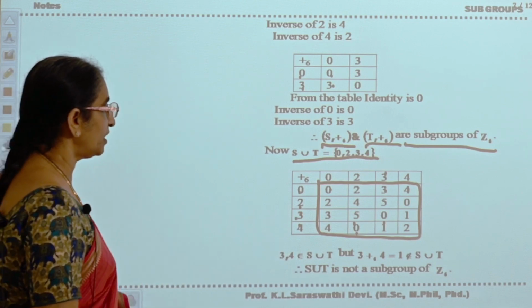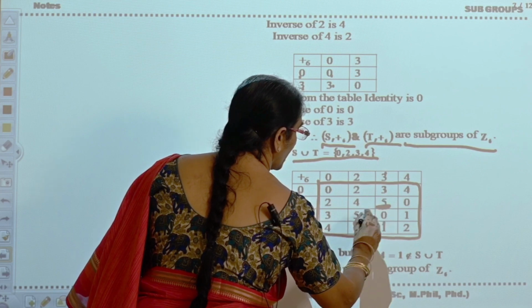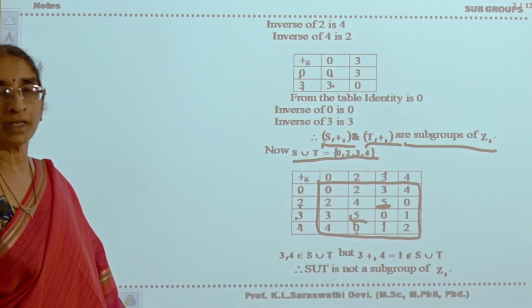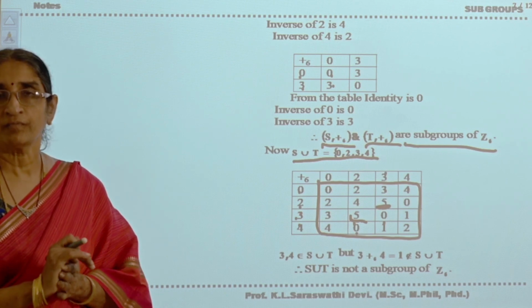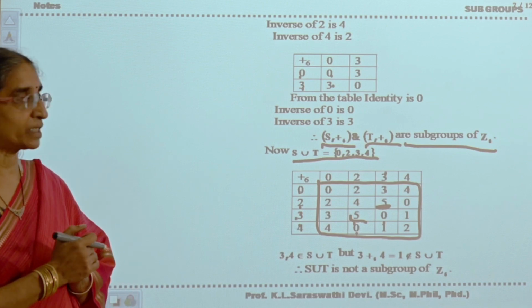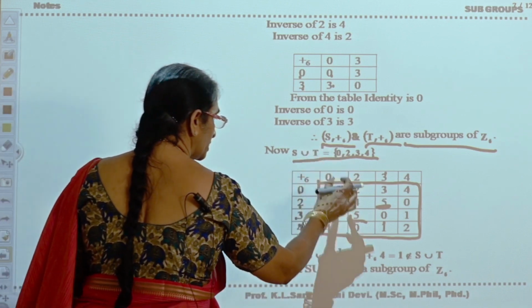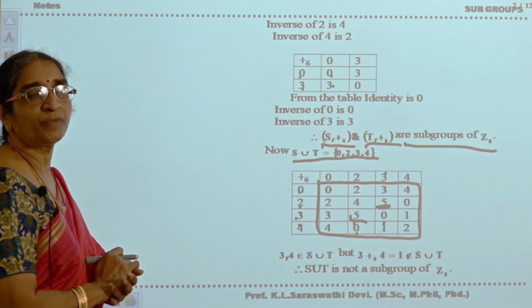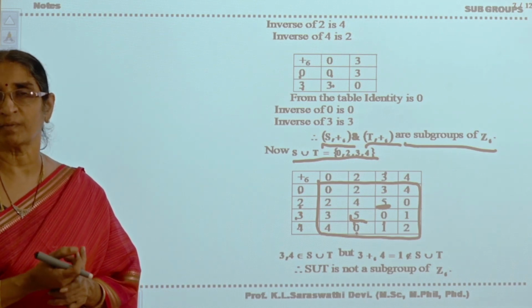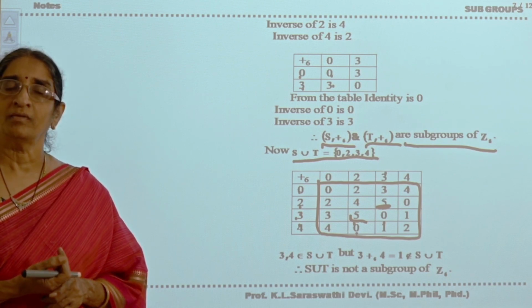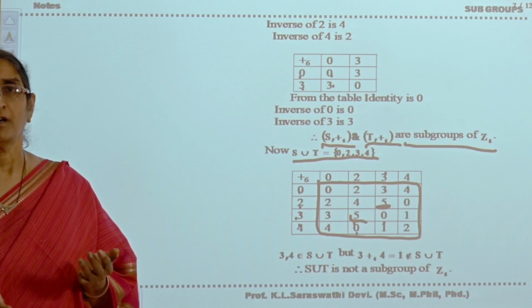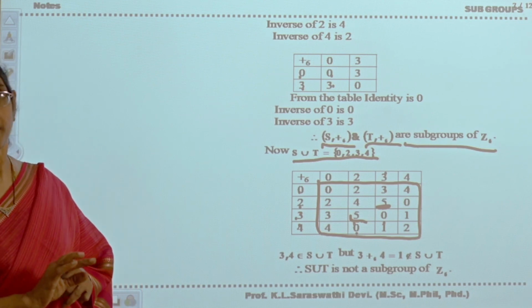Now, if you observe the table, this 5 and this 5 are not in the set. That means all the entries in the body do not belong to the set. Therefore, it does not satisfy the closure property itself. So, S union T is not a subgroup. S is a subgroup, T is a subgroup, but S union T is not a subgroup. That means the union of two subgroups need not be a subgroup, but sometimes it will be a subgroup.